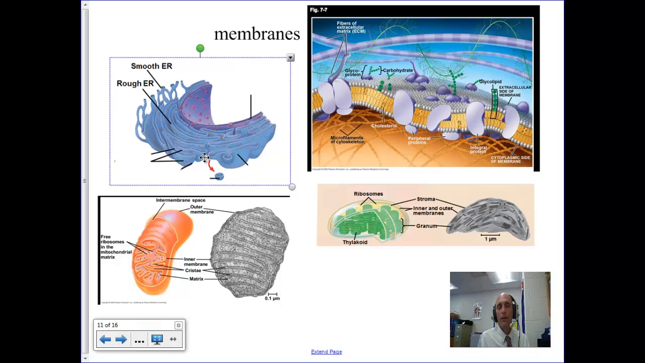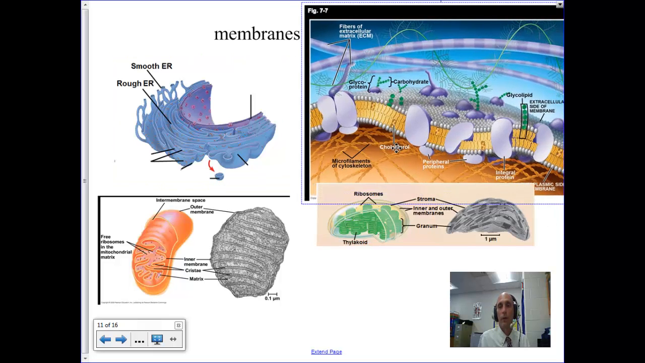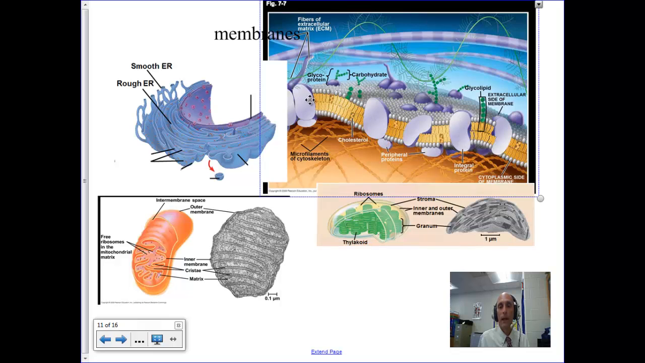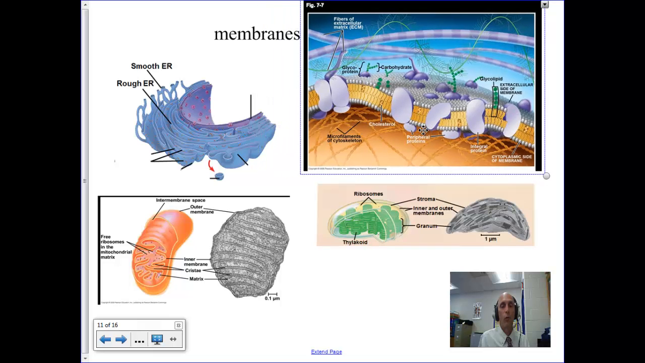All right, next, those phospholipids that we talked about earlier are going to form our membranes. You can kind of see the phospholipids in here in our little picture. And then that membrane is interspersed with these proteins that do different jobs. And the proteins and the phospholipids together make what's called the fluid mosaic model for our membrane.